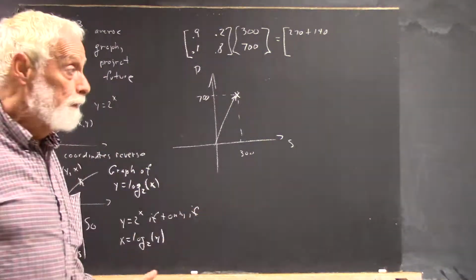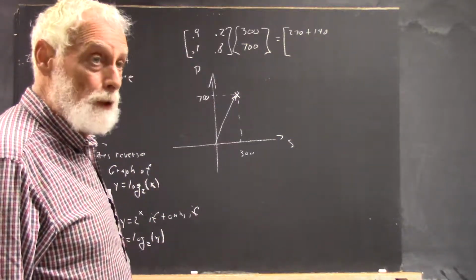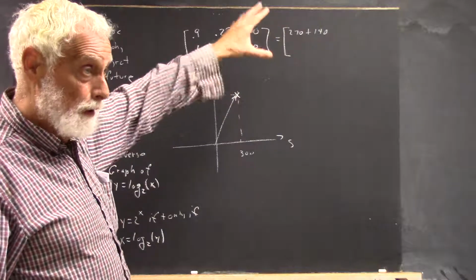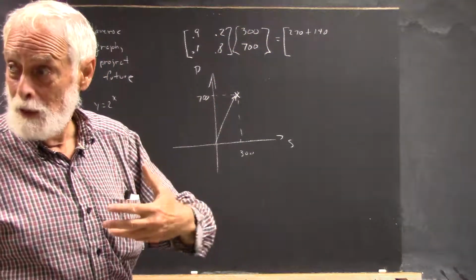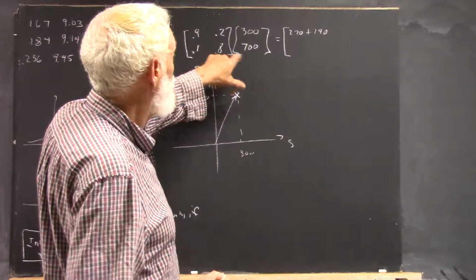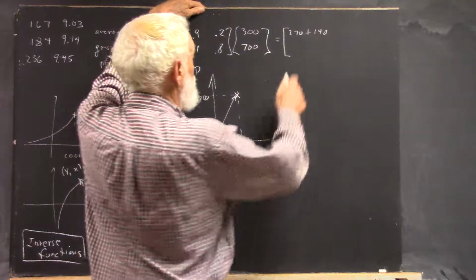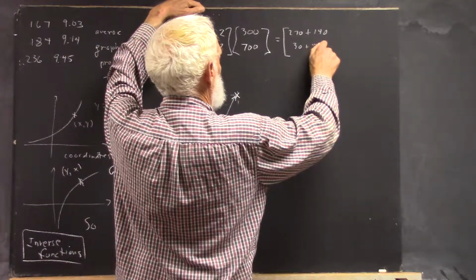Now, check yourself, because not everybody's really great with mental arithmetic, okay? But you should be able to do that in your head unless you've got an arithmetic disability. And there are mathematicians, good mathematicians, who do. Okay, 0.1, 0.8. 0.1 times 300 is 30. 0.8 times 700 is 560.